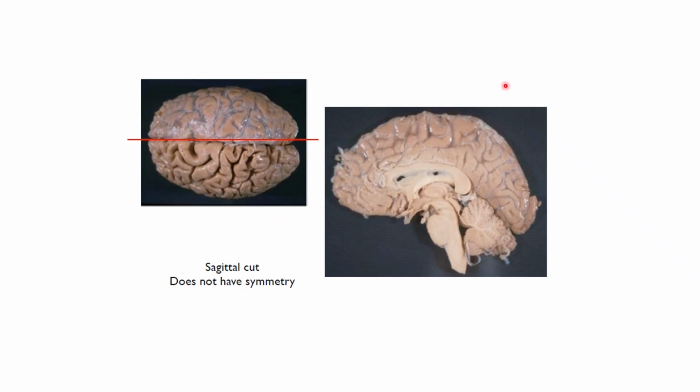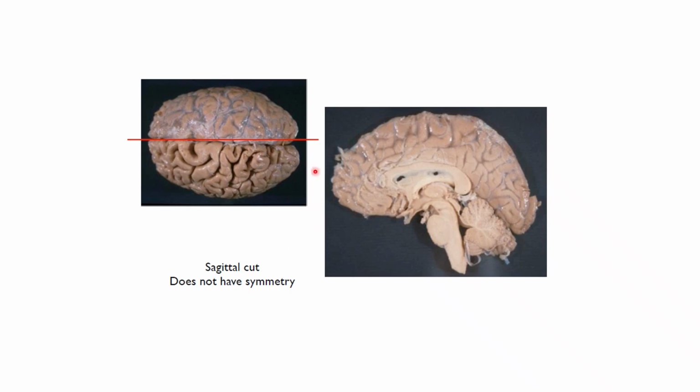And finally, this is a cut along the third plane, which you can see in this figure here. So we are looking at the brain from the top, and if we cut along the midline, like here, then this is the image that we would get. So this kind of a cut is called the sagittal cut. You can also call it medial cut, but sagittal cut is the scientific term.